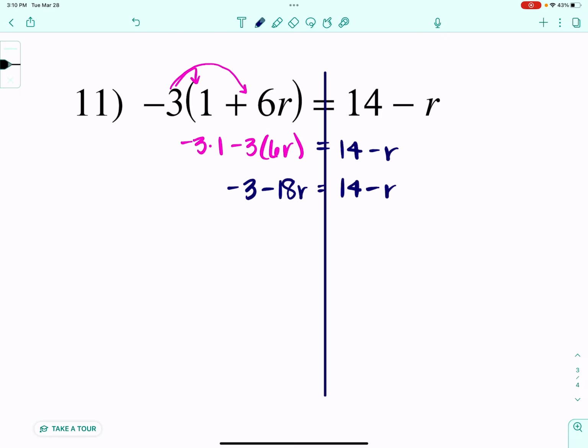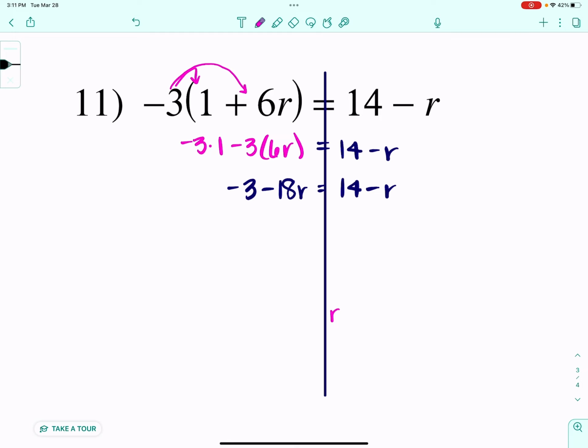Now this is a little different. My BFF story doesn't work quite as well because I have an r and an r on both sides. So what we're going to do is pick a side to make the r's land on. I'm going to pick the right side. I want my r to end up over there. That means I need to take these negative 18 r's and get them over here with these guys. But I can't just erase them and write them on the other side. That doesn't work.